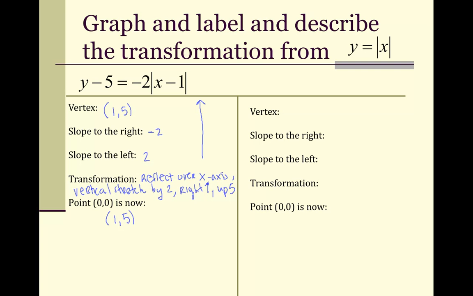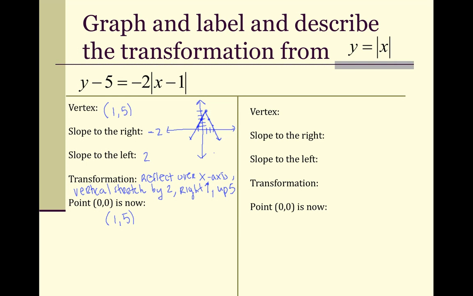Let's sketch this. So I'm going to go to 1, 2, 3, 4, 5. 1, 5. To get the slope to the right, I'm going to go down 2, right 1. Down 2, right 1. Right? And then down 2, left 1. Down 2, left 1. Not my greatest graph. So I can see that there's definitely 2 x-intercepts.